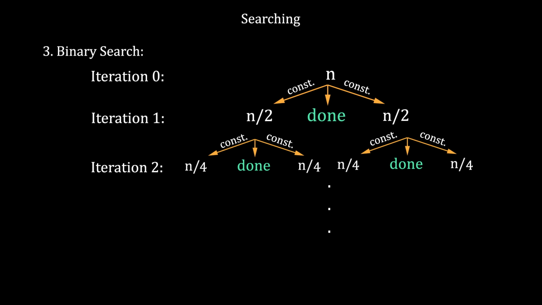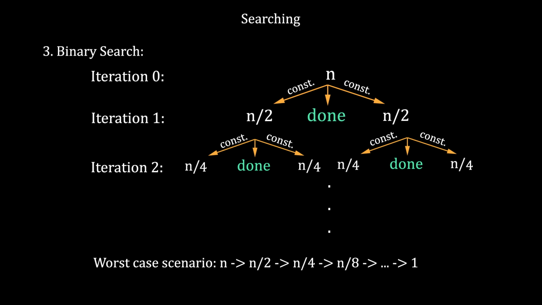How many iterations does this algorithm do in the worst case scenario? The worst case scenario is that in which we never find the target value, and as you can see, we always remain with a searching area of length half of the previous one. So from n to n/2, n/4, n/8, and so on and so forth until length 1. This is a total of log n iterations, and the time complexity is O(log n).